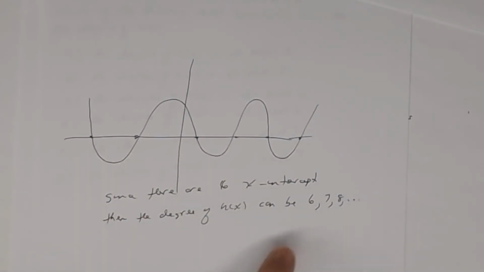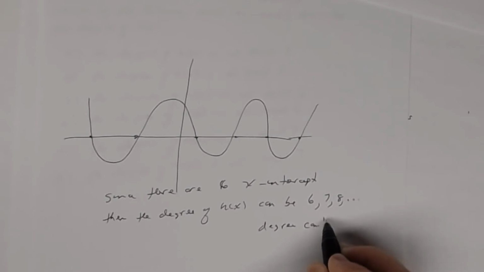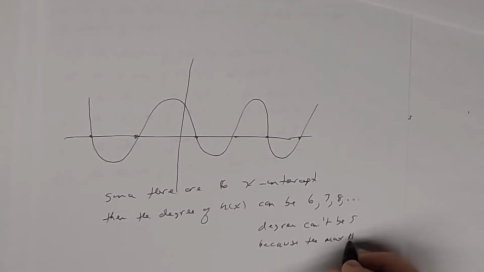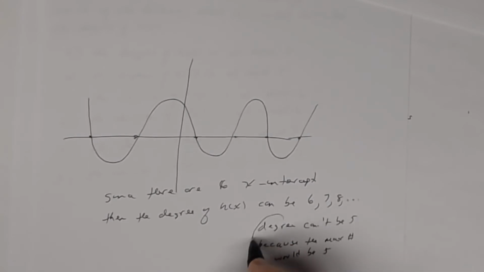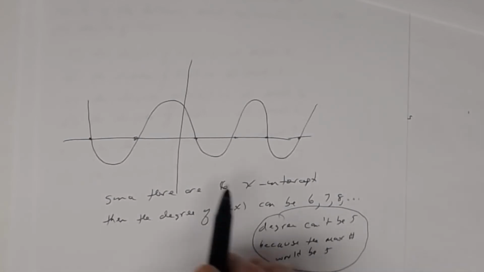Okay? But it cannot be 5, right? You can't use 5. The degree cannot be 5. Make sure you understand that. The degree can't be 5 because if the degree is 5, the maximum number you can have is 5 x-intercepts, and you have 6.